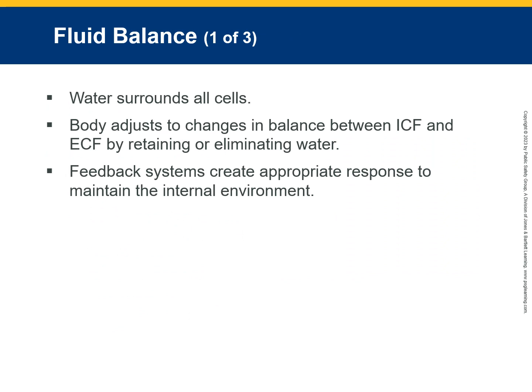Some form of water surrounds all cells. It plays a part in cellular metabolism and maintenance of homeostasis. The body adjusts to changes in the balance between ICF and ECF by retaining or eliminating water. Fluid levels in the body are balanced when intake equals output. Maintenance of the internal environment of the cell is regulated by several feedback systems. Just remember that when intake and output are imbalanced, that is when things such as dehydration will occur.